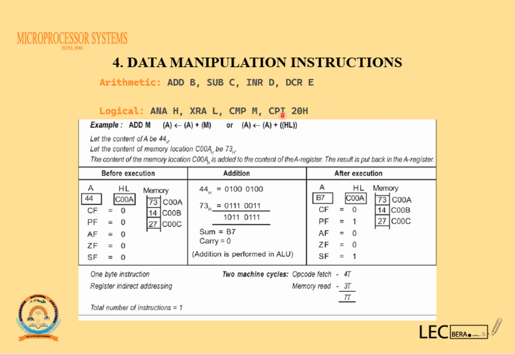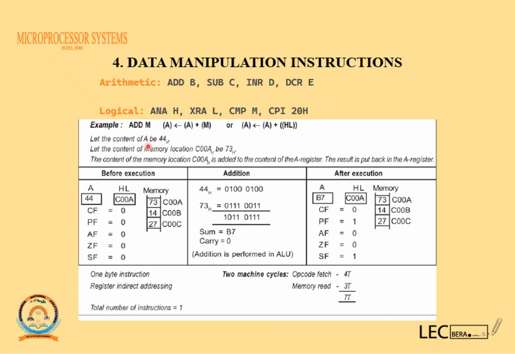And then we have logical instructions here. ANA, we have XRA, we have CMP, and then we have CPI. Those are a few listed logical operations. This one is when we want to do an AND operation. This one we want to do an XOR operation. This one we want to compare our data. This one is like we are comparing what is inside the accumulator with what is inside the memory.